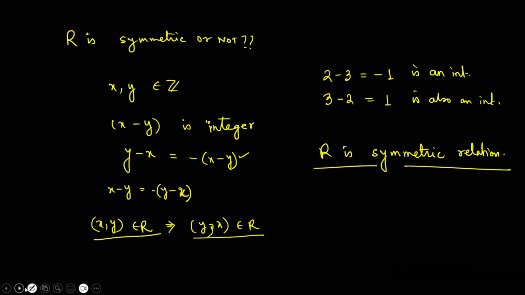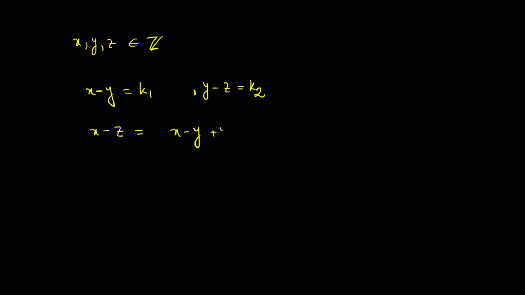Next, whether R is transitive. So take x, y, z belonging to Z, the set of integers. And x minus y is an integer, say k1, and y minus z is another integer, k2. Now check x minus z is an integer or not. We can introduce y as a mediator. So x minus y plus y minus z, the y's get cancelled and we are left with x minus z.